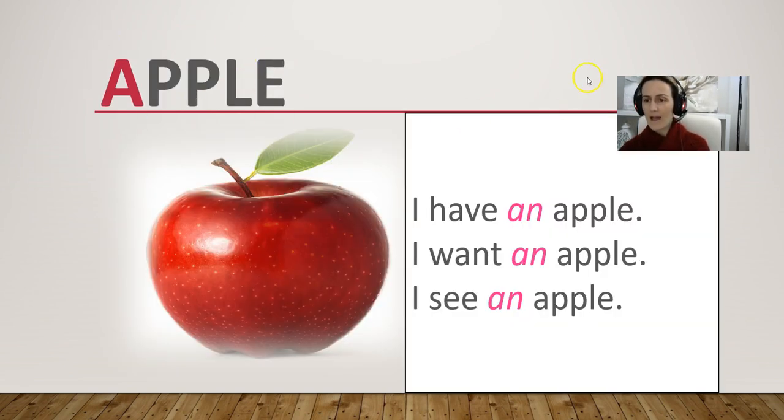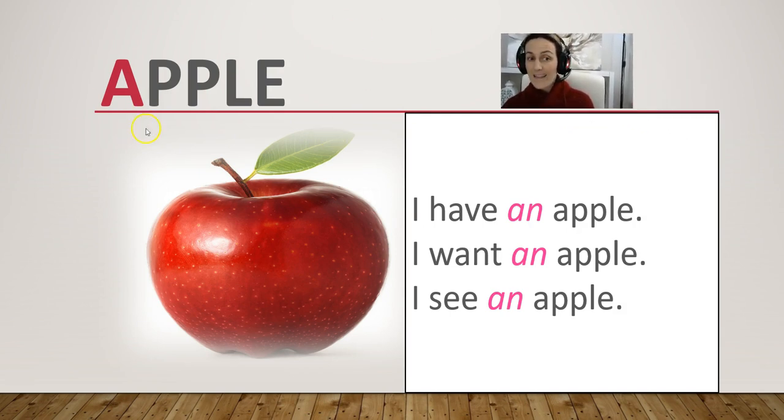Okay? Here is my noun. It starts with a vowel, a. So apple, right? I have an apple. I want an apple. I see an apple. Now, you might ask me here, wait a minute, why are you using this article here? Because your noun is singular, just one. I mean, look at the picture, it's just one, right? And because your noun begins with a vowel.